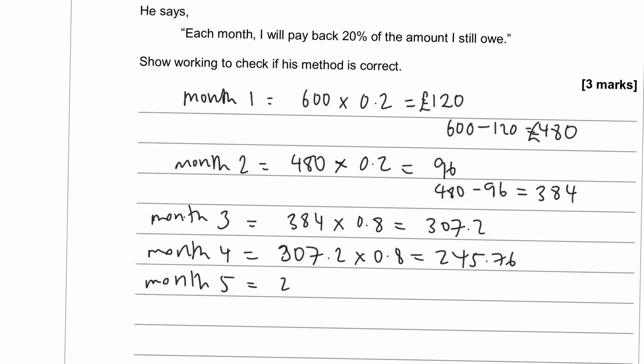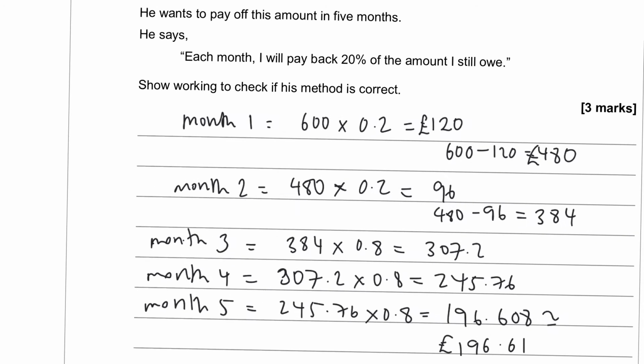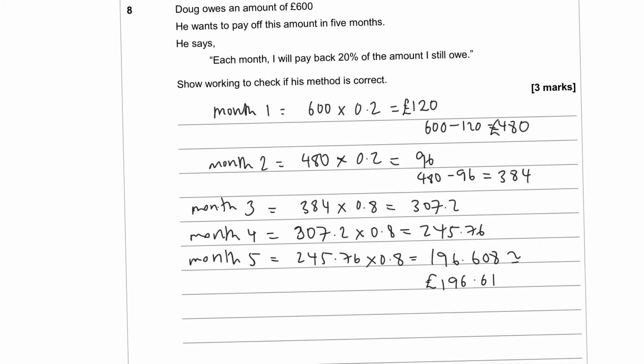Oh, it's not looking promising that he's paid everything off, but let's have a look. So then the 245.76 times 0.8 is equal to 196.608, but in terms of money, we want it to 2 decimal places, so that's 196.61. So realistically, this man has been left with still close to £200 left to pay off. So his method is wrong, he still has £196.61 left.